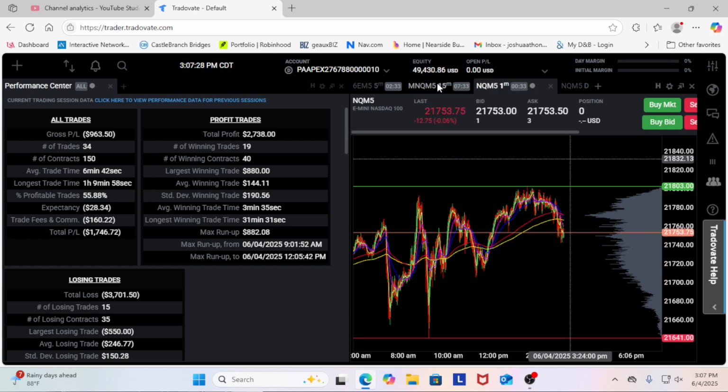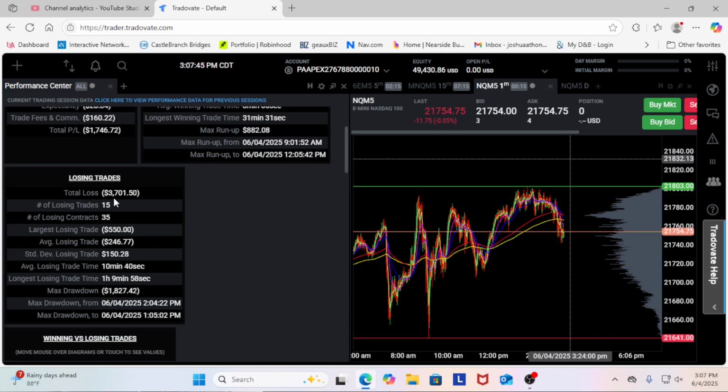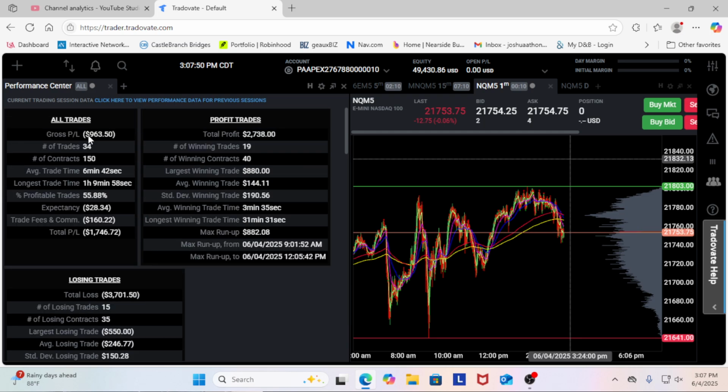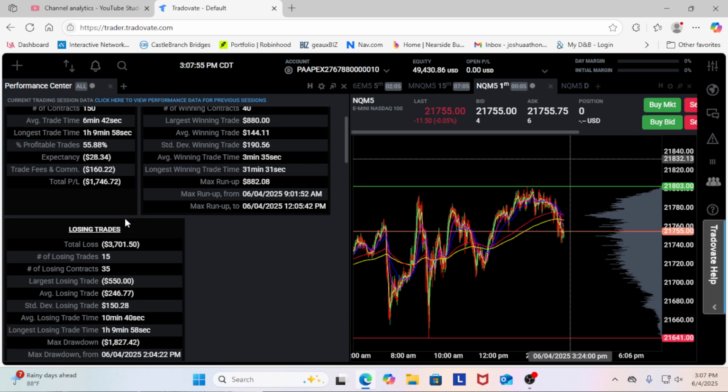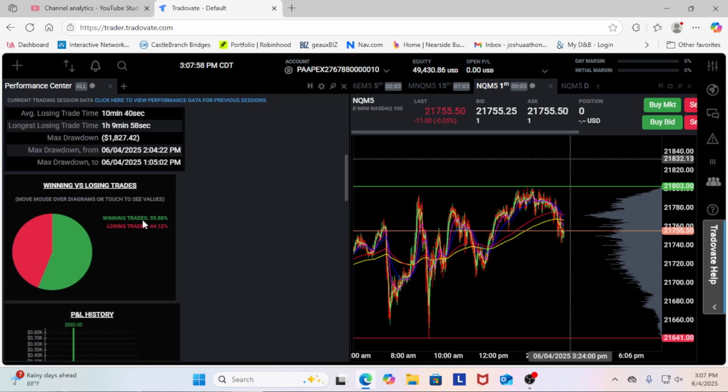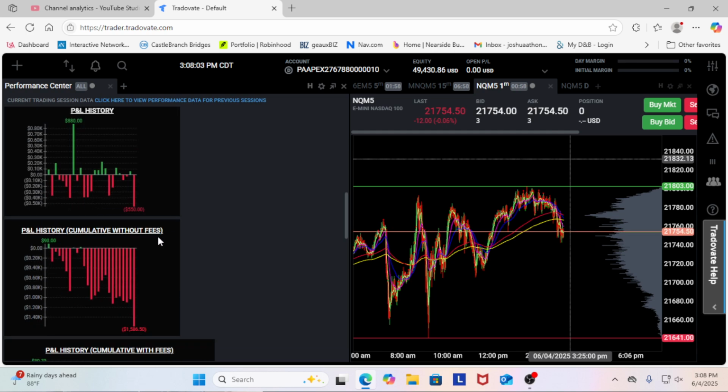So at the peak of today, this account was up $1,600. It was like $1,650. So the equity was actually $51,630, I believe it was. So you can see my profitable trades. I have $2,700.38. My losing trades is, look at this, guys, $3,701.50, which puts me at a net total loss of $963.50 today. My winners are 55.88%, and my losers are 44.12%.